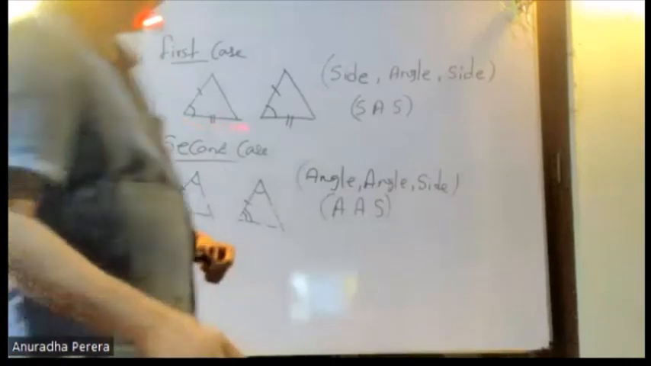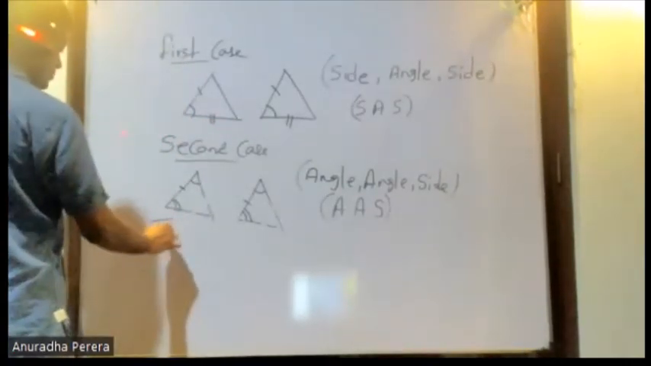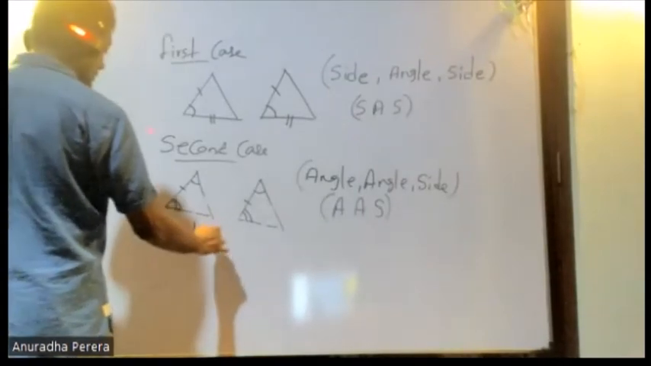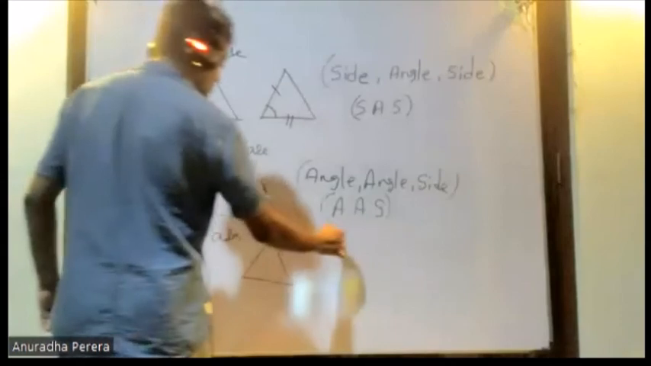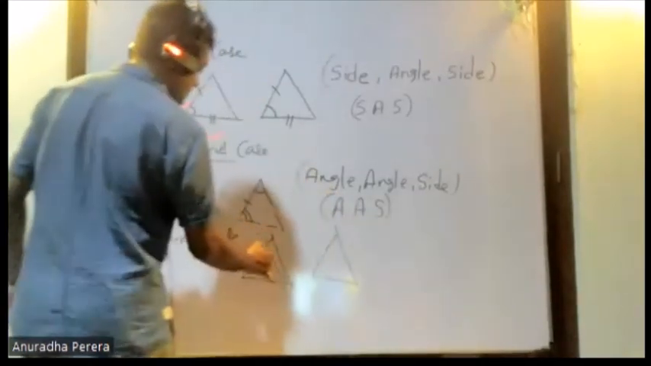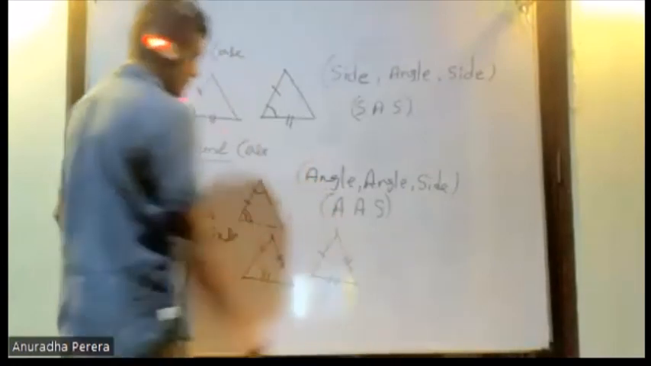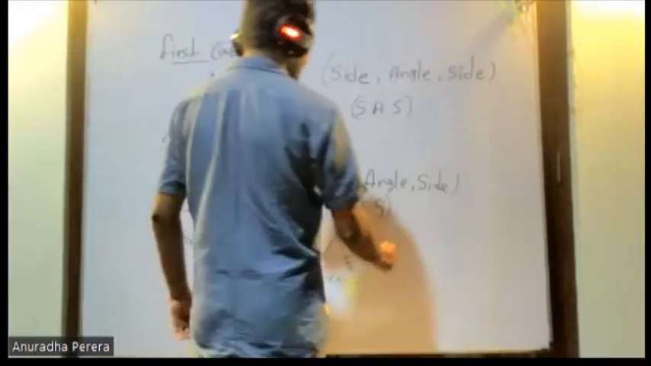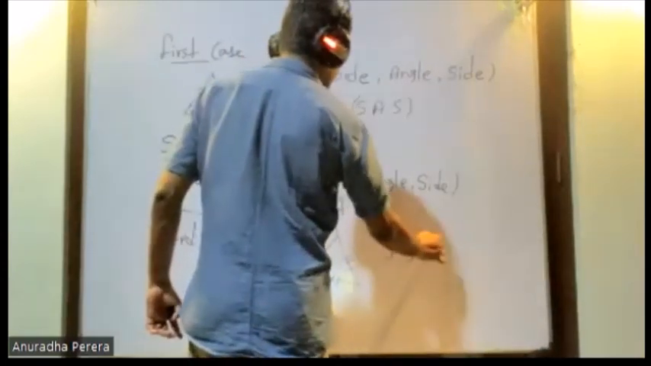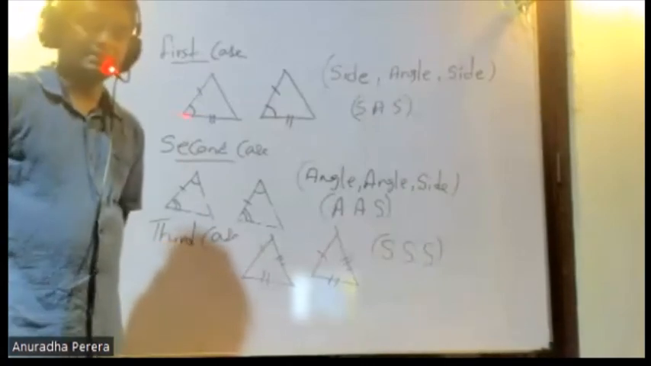Third case: three sides are equal to three sides of the other triangle. This case is called side, side, side. Simply we can write it as SSS.